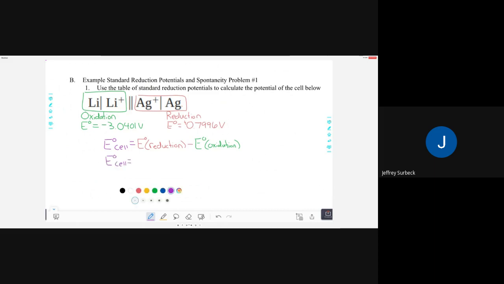And so we'll have this. Our cell potential is going to be equal to the positive 0.7996 volts minus our negative 3.0401 volts. Put the parentheses here, turn to our calculators. Again, like you said, minus a negative is just really adding. So when I do this, I get a total value, a standard cell potential of 3.8397 volts. And I should add one more thing. I always like to put the sign just so we know, okay? Just so we know that we have that there.